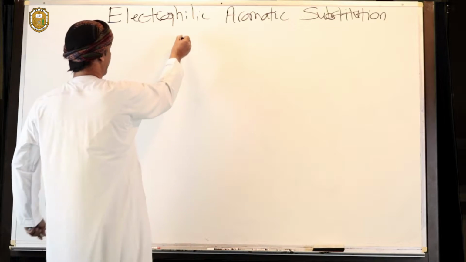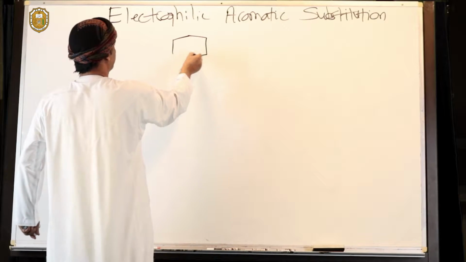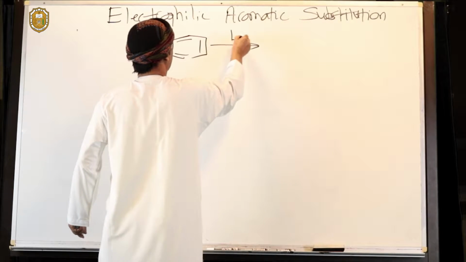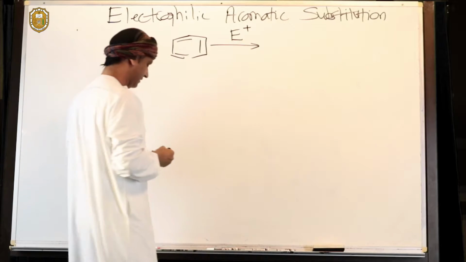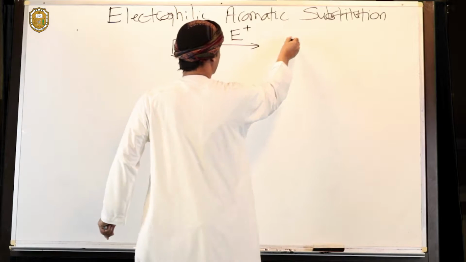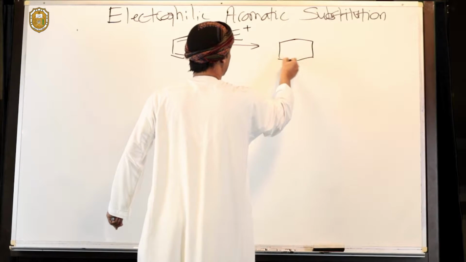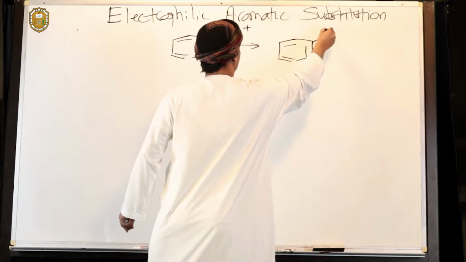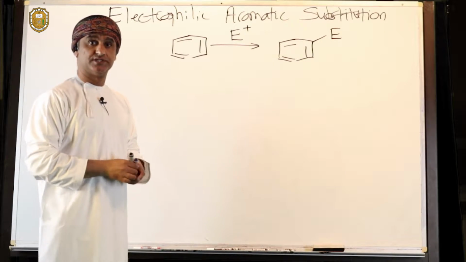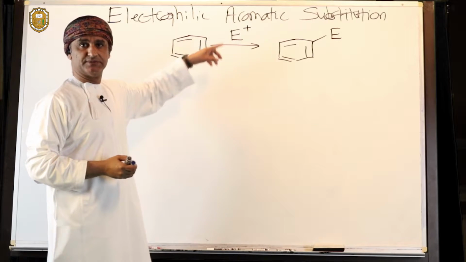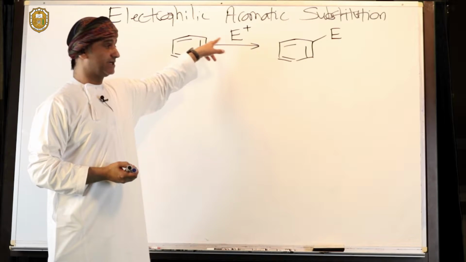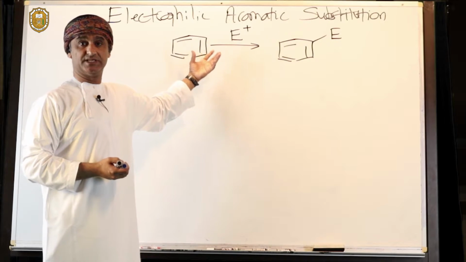So if we take the benzene ring in general like that, and then react it with an electrophile, the electrophile gets bonded to one of the carbons on the benzene ring. Of course, this reaction is a substitution because that hydrogen has been substituted by the electrophile. That's why it's called substitution. It's electrophilic because the reaction is between the benzene ring and the electrophile.